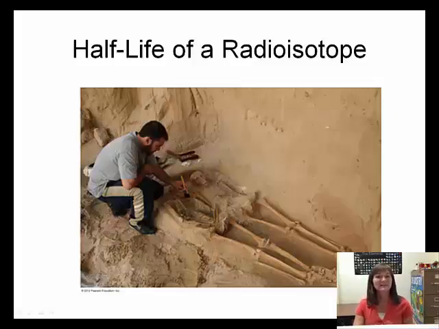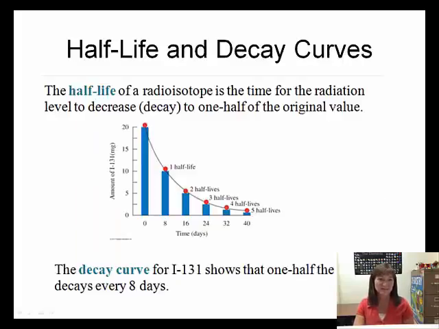Okay, focusing a little bit on the half-life of radioisotopes. The half-life and the decay curve is what I'm showing you on this slide here. So the half-life of a radioisotope is the time for the radiation level to decay to half of the original value. So if we look at this graph here, which is a decay curve for iodine-131.